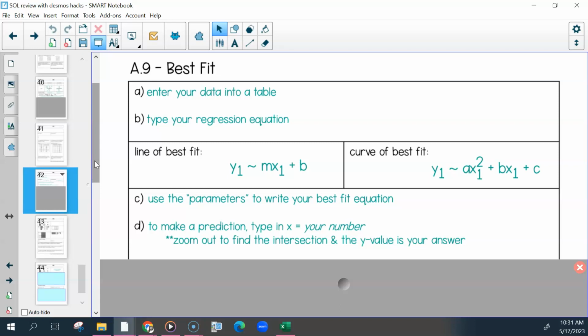Anytime you are asked to find the line of best fit or curve of best fit, this is what you should be doing. Putting your data into a table, typing in your regression equation. You will not be given these, so you need to know what they are. y1 tilde, the squiggly line, mx1 plus b, or y1 tilde ax1 squared plus bx1 plus c.